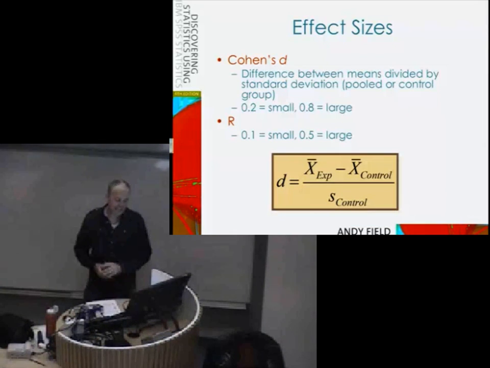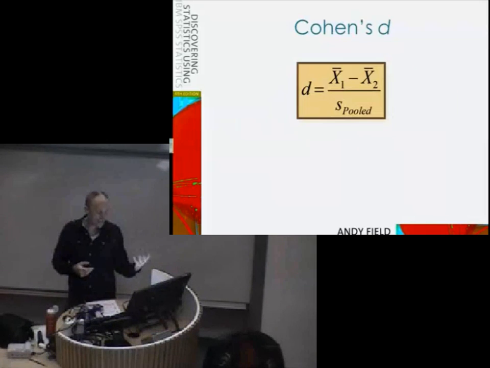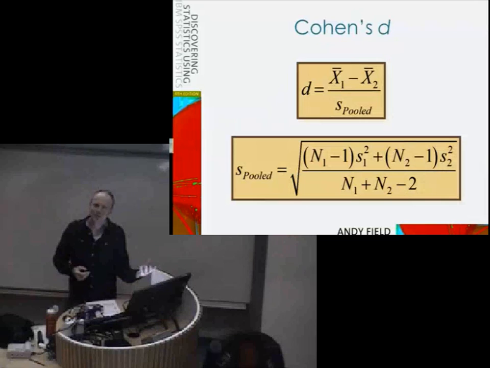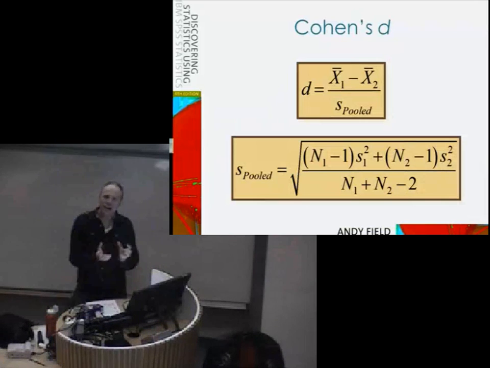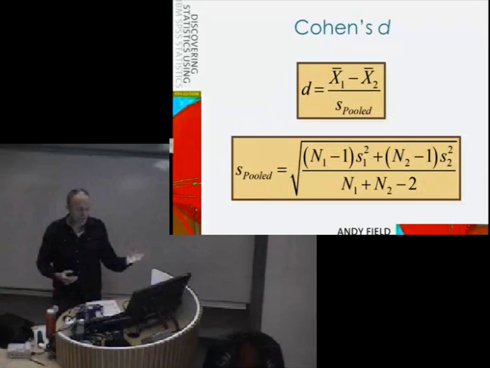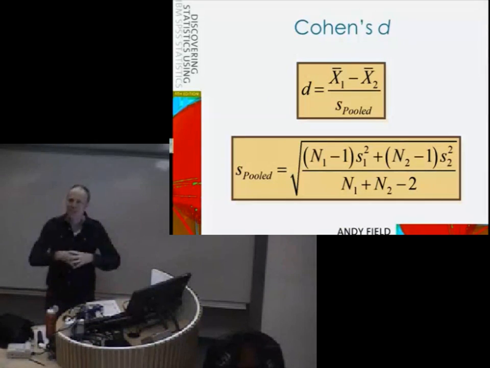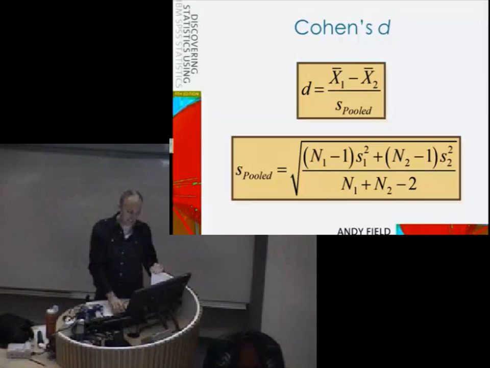There's a slightly more sophisticated version, which is a bit scarier. But all that's saying is sometimes it doesn't make sense to use the standard deviation in the control group. So instead, you take an average standard deviation, essentially. The big equation at the bottom is basically just looking at the variance of each group. It's weighted by the sample size, but essentially that s pooled is a bit like the average standard deviation of the two groups.